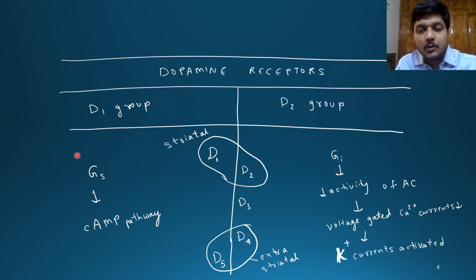Coming to the D1 group, the dopamine receptors are D1 and D5. They act mainly through Gs type receptors, leading to the cyclic AMP pathway. The D2 group has the D2, D3, and D4 receptors. They are associated with Gi type receptors. They decrease the activity of adenylyl cyclase and decrease the voltage-gated calcium currents.